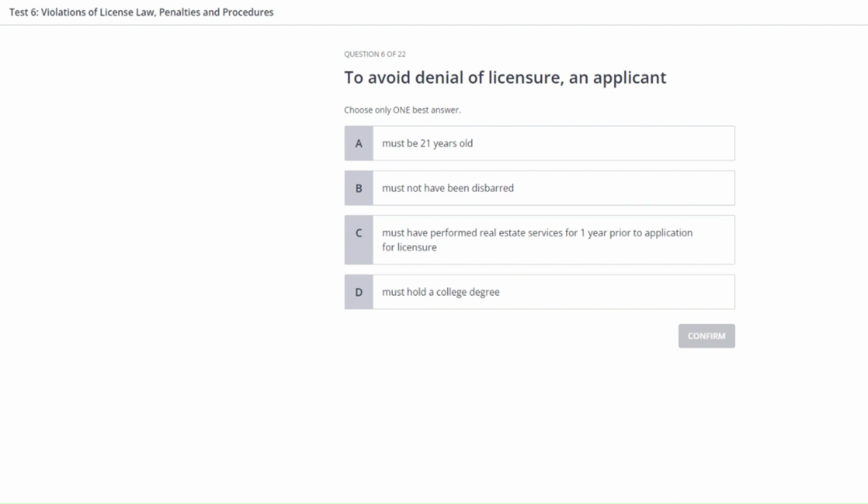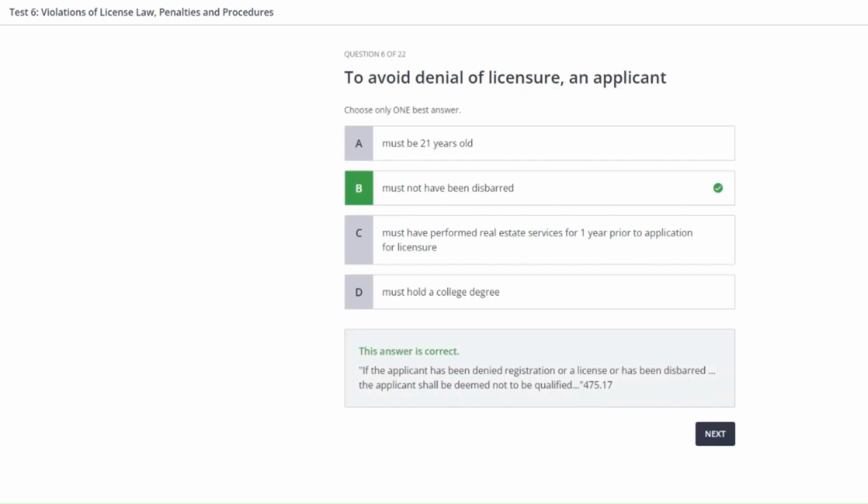Alright, I hope you have made your choice. Let's unveil the correct answer together. So the correct answer is Option B, not have been disbarred. That's right. To avoid denial of licensure, an applicant must not have been disbarred.